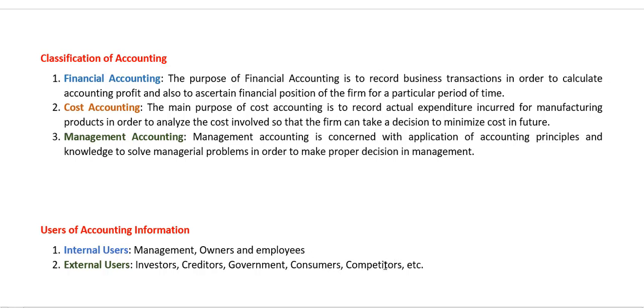Competitors also need accounting information so that they can improve their own performance on the basis of accounting information, so that they can compare how well they are doing in comparison to their competitors.